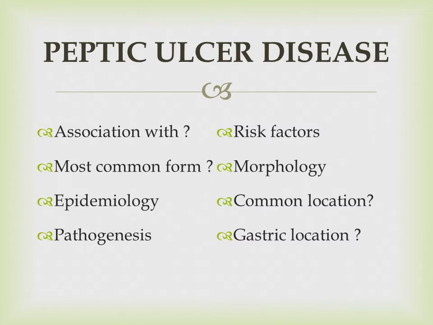When we talk about the epidemiology, peptic ulcers are very strongly associated with H. pylori infection, cigarette smoking, and the third very important cause is NSAIDs, non-steroidal anti-inflammatory drugs. Peptic ulcer can occur in the antrum or in the duodenum, and the main causes have already been mentioned: H. pylori, NSAIDs, and cigarette smoking.